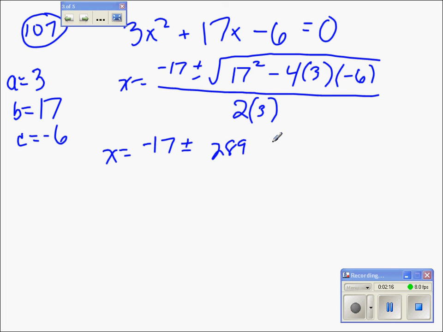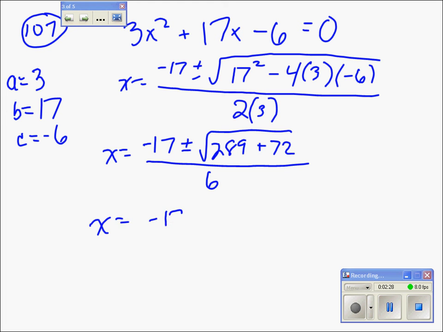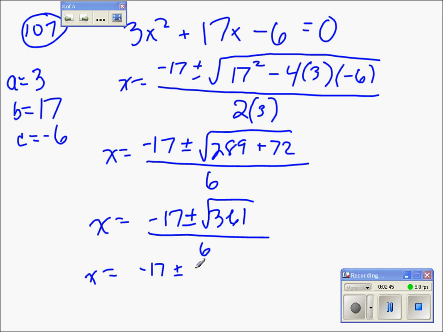So 17 squared is 289, 24, that'd be 72. Uh-oh, and now the numbers are getting big. I should have grabbed a calculator. Okay, 17 plus or minus, let's see, it's 361. Okay, no calculator. And the square root of 361 is 19. I hope all of you are thoroughly impressed.